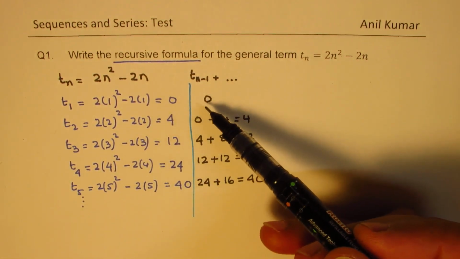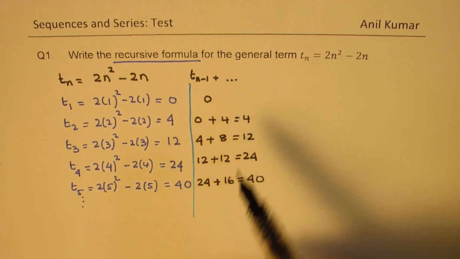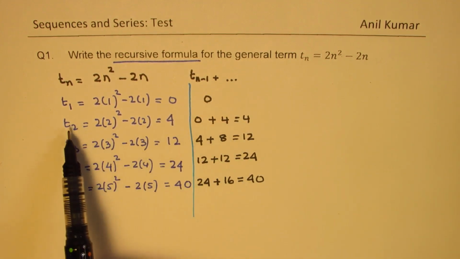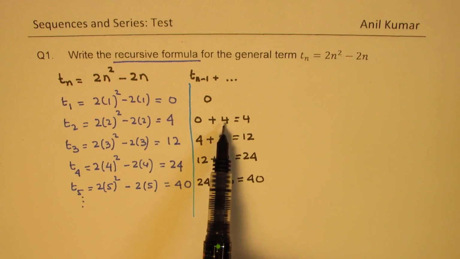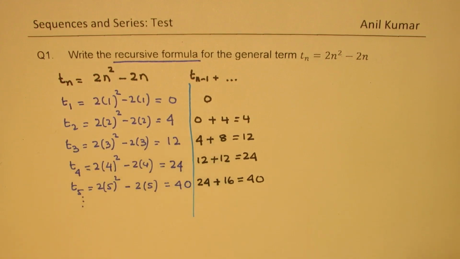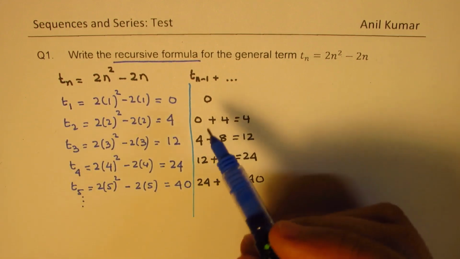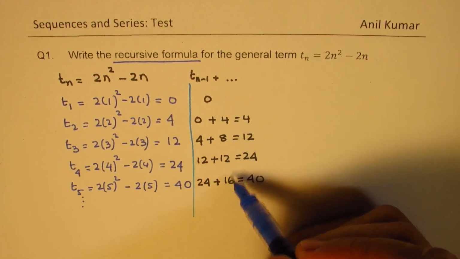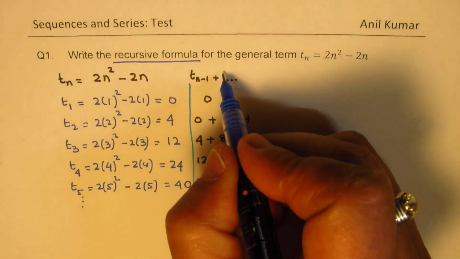So we figured out that to the previous term we have to add 4 for the second term, and for the third term we have to add 8. Now how do we get this? One way to think about it is that these are all multiples of 4, right?